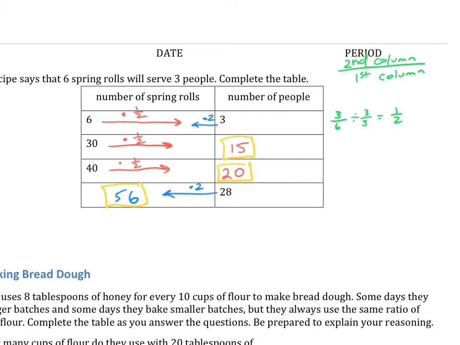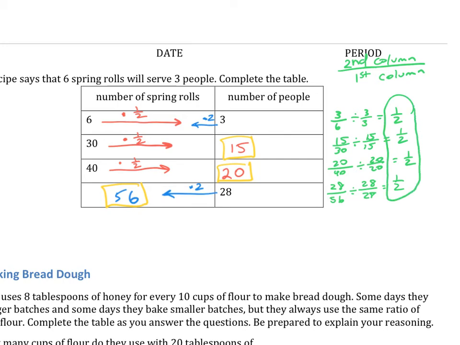Let's do it for the other 3 as well. So I have 15 over 30. I could simplify this by dividing by 15 over 15 to get 1/2. Okay, 20 over 40. Again, I can divide by 20 over 20 to get 1/2. And then finally, 28 over 56. This one, I could divide by 28 over 28 to get 1/2. Now, maybe when you simplified, you took a couple more steps and didn't use the same numbers as me. That's fine. You should have ended up with 1/2, though, for every single one.